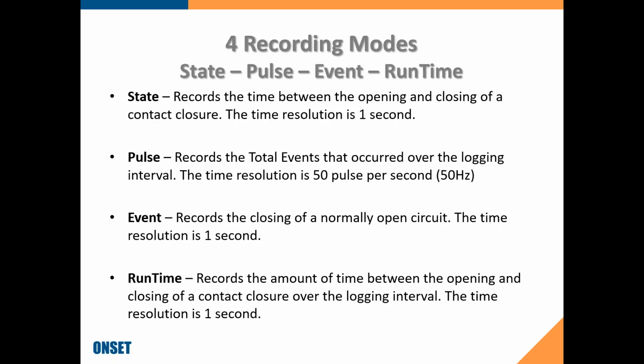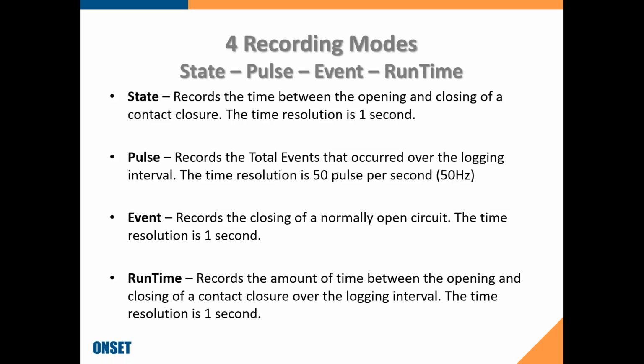Pulse, again, is really recording the total events that occur over the logging interval. So for instance, when I said to you earlier 50 hertz, the time resolution of that is 50 bits of information every second, and that gets binned until the interval. And on the interval, it gives you what that total reading was during your interval. Event logging, as I explained earlier, is it opened again, or it closed again, and it's just a counter.